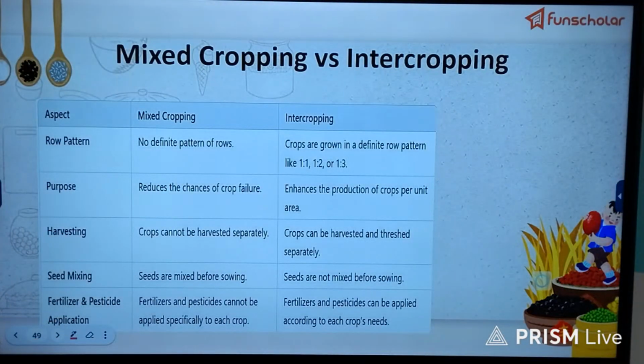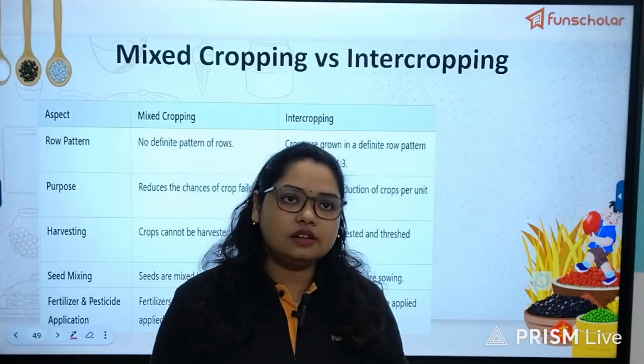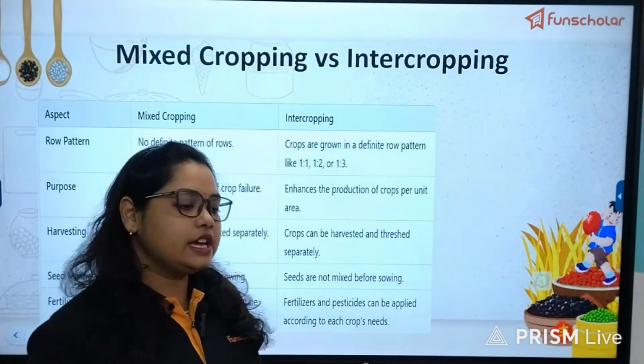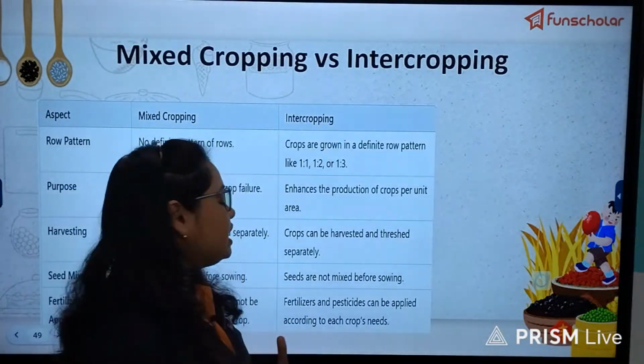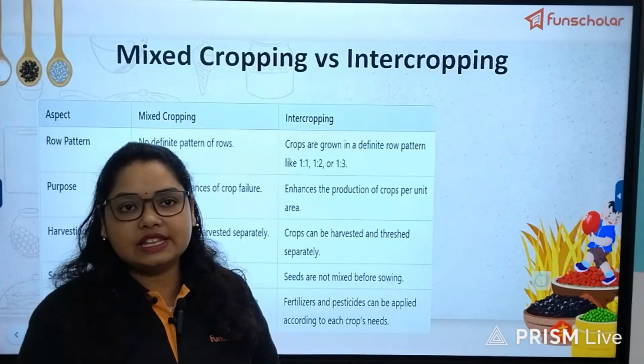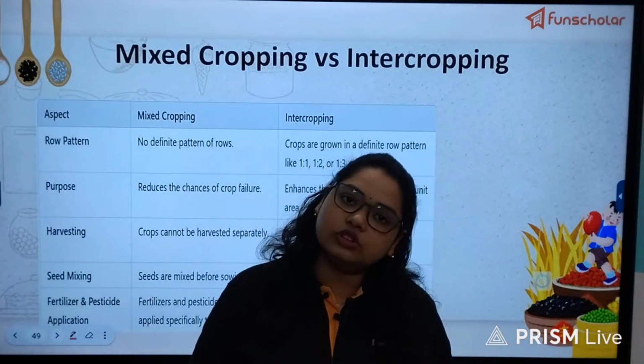And lastly, fertilizer and pesticide application. In case of mixed cropping, fertilizers and pesticides cannot be applied specifically. As I said again, all the crop plants of one type may not get the exposure to the fertilizer and pesticide because you haven't marked the exact spots. But in case of intercropping, you know the rows.